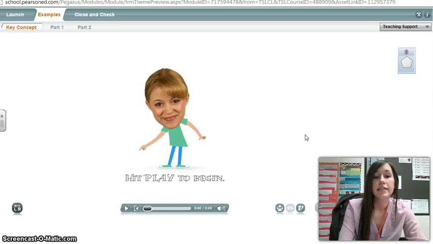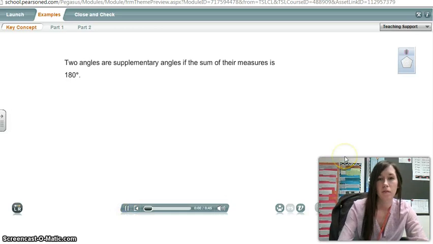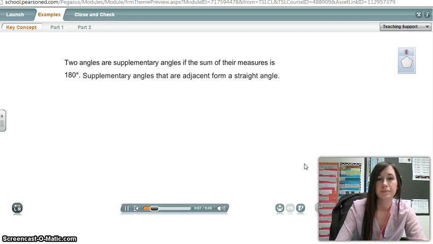This lesson, 10-4, is about supplementary angles. Two angles are supplementary angles if the sum of their measures is 180 degrees. So the whole definition behind calling two angles supplementary is that when you add their measurements together, you always get 180 degrees. Supplementary angles that are adjacent form a straight angle.